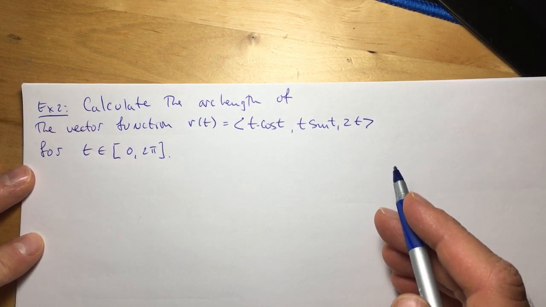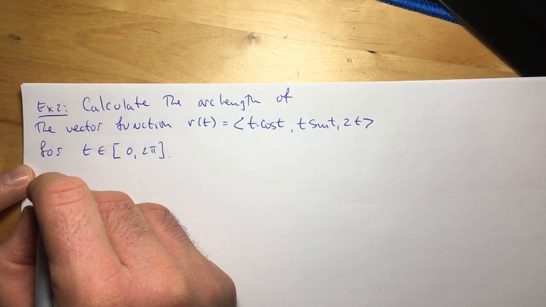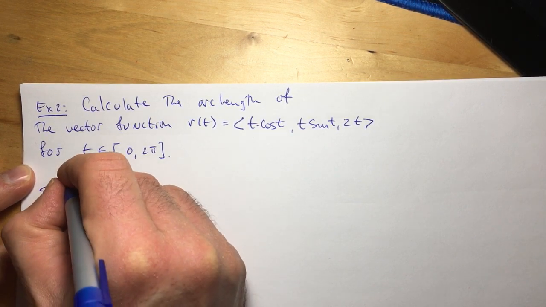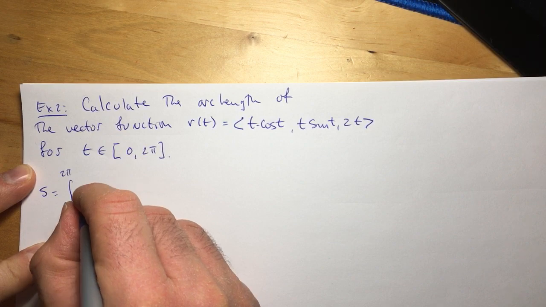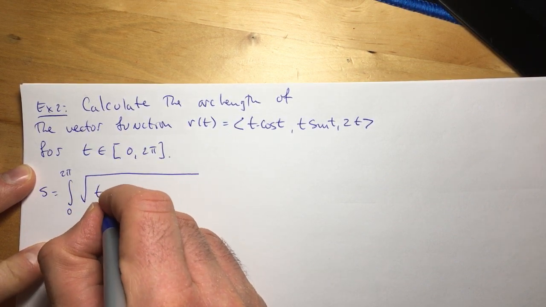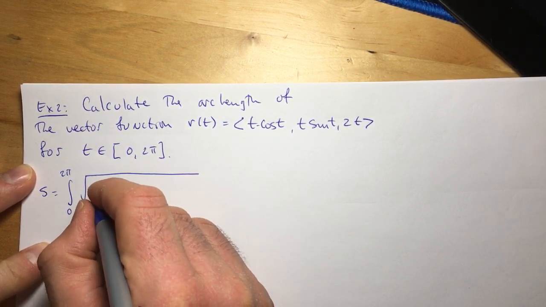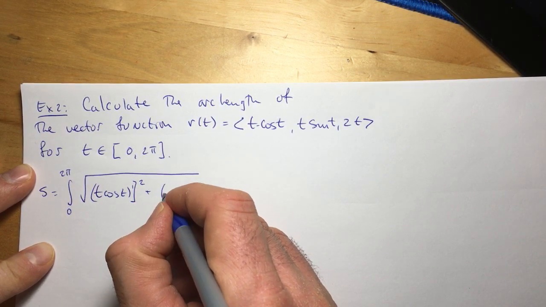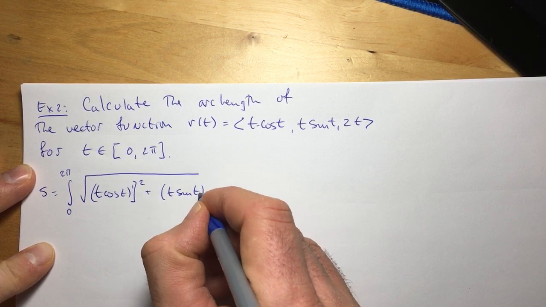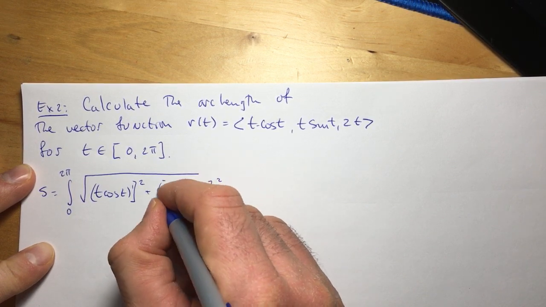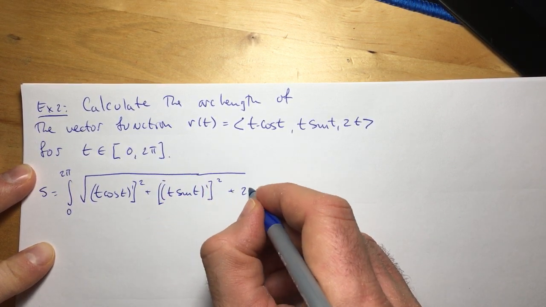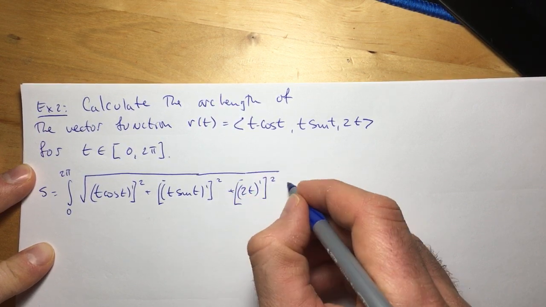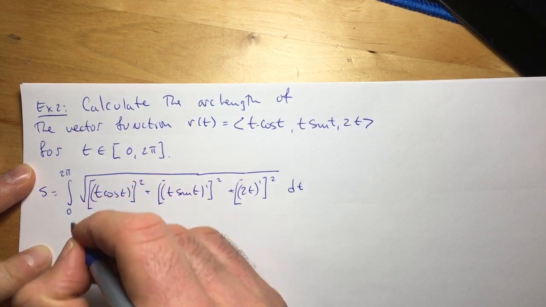Okay, so again, s is equal to the definite integral from 0 to 2 pi, square root of t times cosine of t prime, and then we square that, plus t times sine of t prime, then we square that, plus 2t derivative of 2t squared, and then we integrate with respect to t.